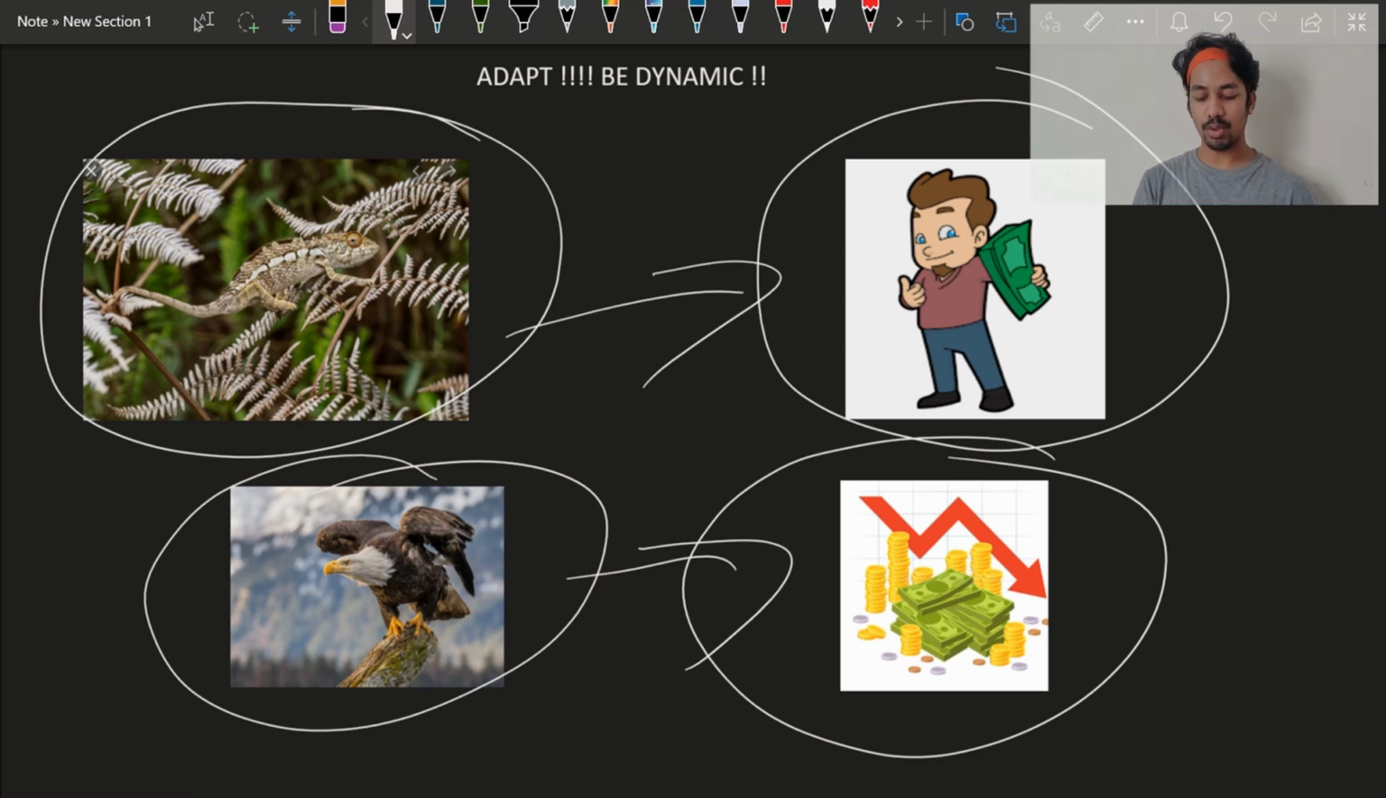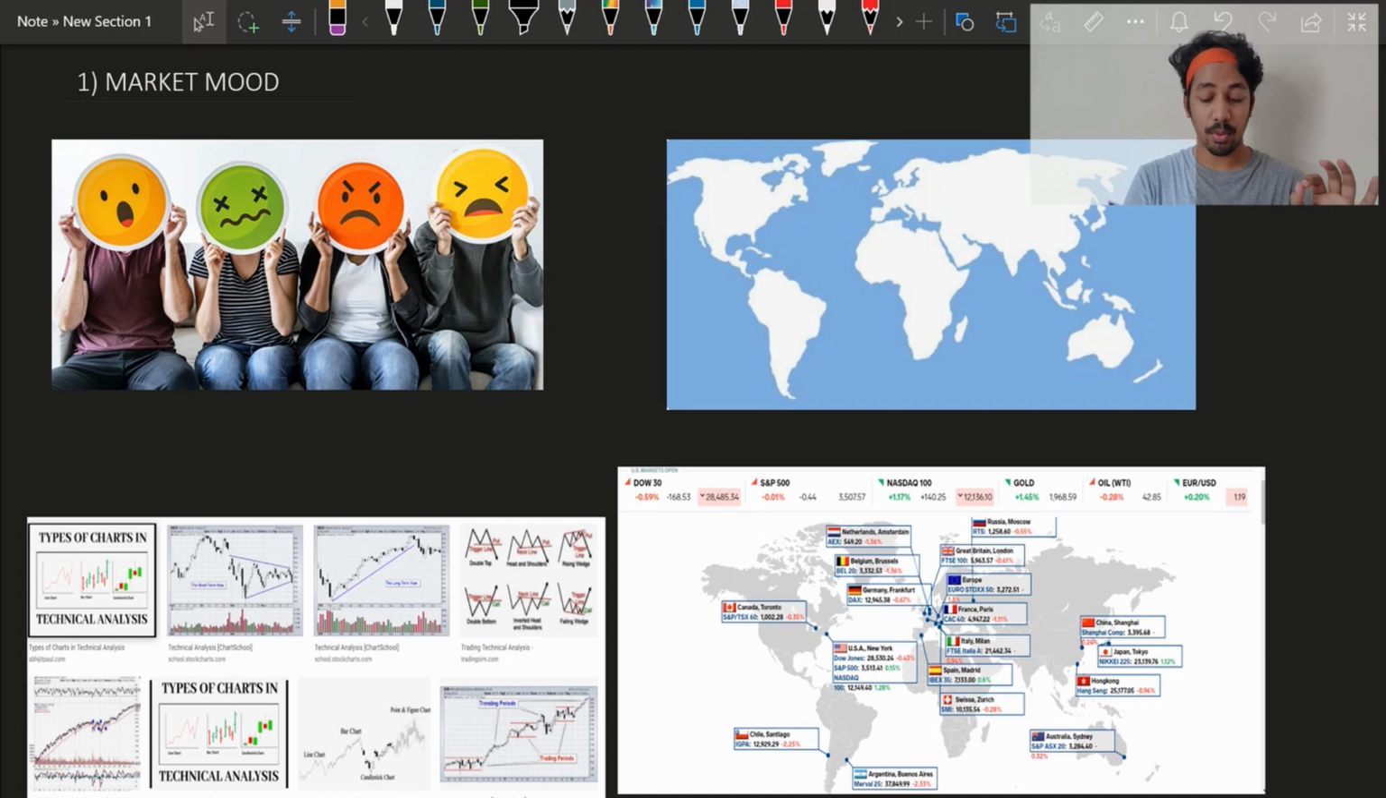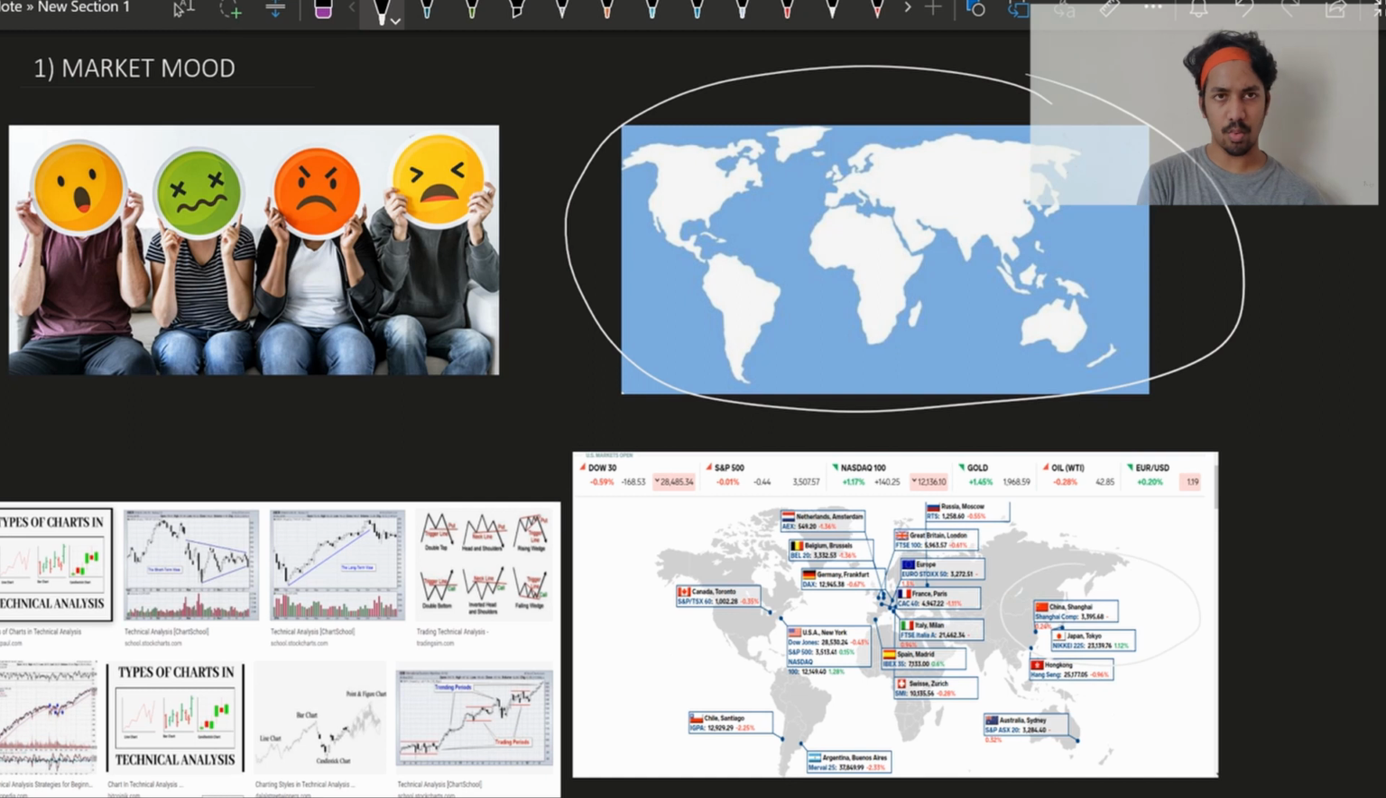Alright, now how to do so? Let me tell you 3 things. If you don't understand these, you would just never make profits in the market. So, understanding the market mood. What does that mean? A market mood is basically understanding how the markets are doing all around the world.